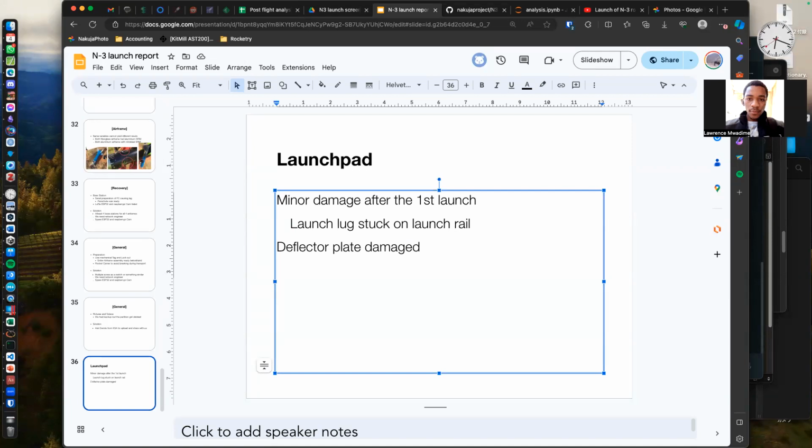But it was not damaged in any way by the thrust, the exhaust gases of the rocket. So I'm assuming that was good on its end. The material was selected properly, and there's no damage due to the exhaust flames. It was just the physical impact by the nozzle and the SRM, and therefore we had damage.